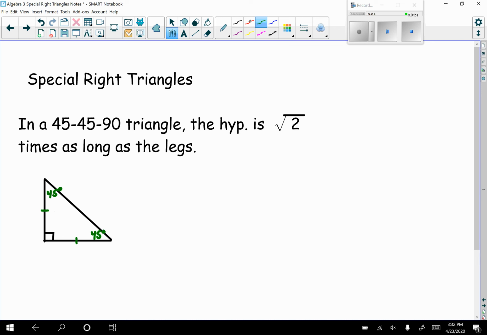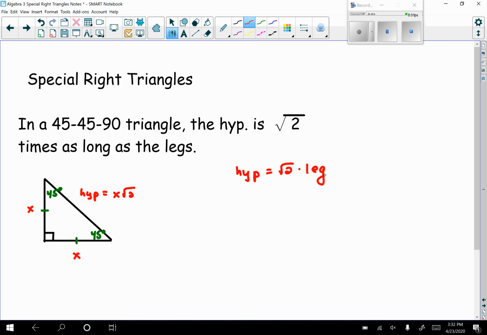So I'm going to call each leg just x. That means to get the hypotenuse, that's going to equal one of the legs, x, times radical 2. So again, I'm going to write this out as the hypotenuse is equal to radical 2 just times one of the measurements of a leg, not both legs, just one.